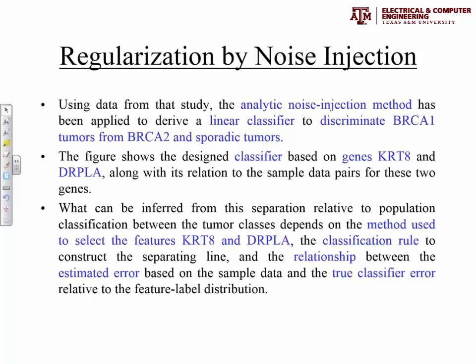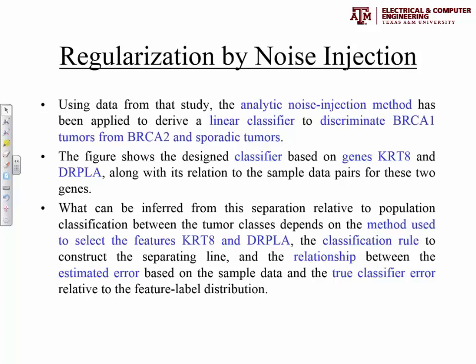The figure that I showed you shows the designed classifier based on the genes KRT8 and DRPLA, along with its relation to the sample data pairs for these two genes. What can be inferred from this separation relative to population classification between the tumor classes depends on the method used to select the features KRT8 and DRPLA. After these guys did the study, those two genes are given to us. We can see that they're doing a good job of splitting up the two classes, but to find those is not straightforward, out of so many thousands of genes.